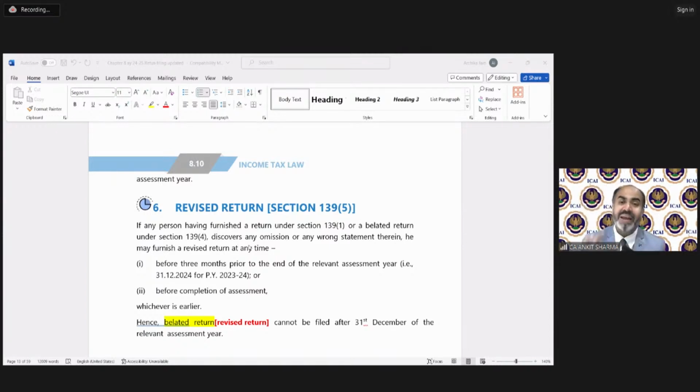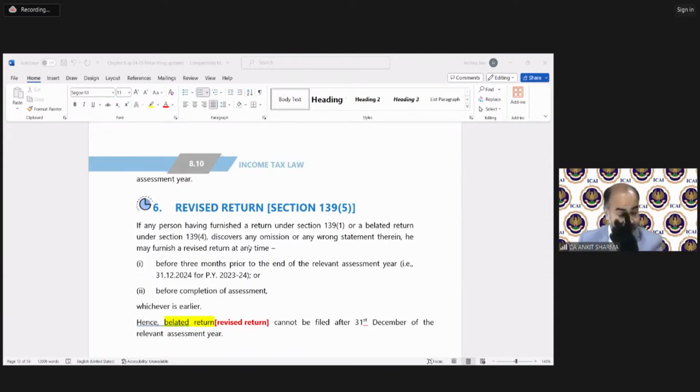So if you find any mistake in your return which has been filed on due date, or after due date, that means belated, you can revise it as many times as you want. Once, twice, or thrice, as many times as you want, you can revise it, but the last date of revision is again the same as the last date for filing of return as in case of belated return. That will be 31st of December or before completion of assessment. You can revise that return as many times as you want.